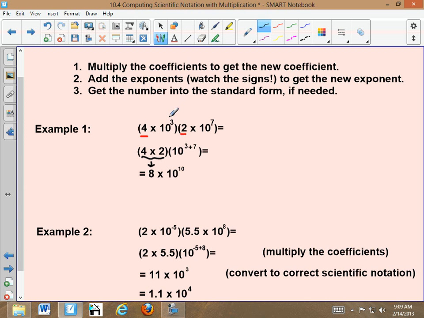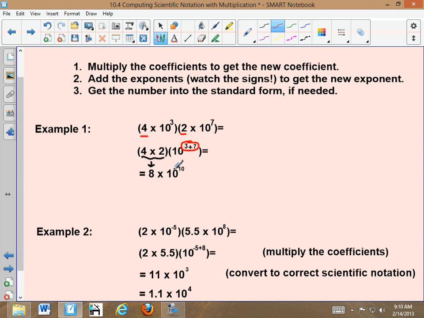When we add like bases, what do we do with the exponents? You add them, yes. This is 10, this is 10. I'm multiplying like bases, so all I do is add the exponents. Right here I'm adding the exponents. Now, 3 plus 7 is 10. There's my 10. That's my answer.